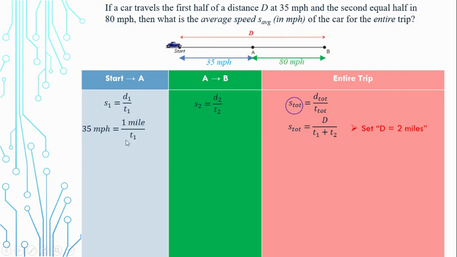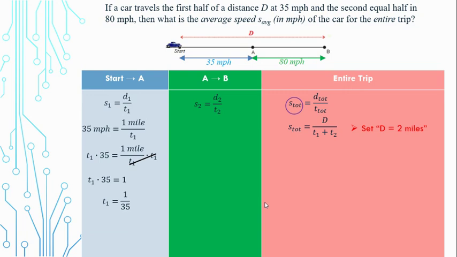So you notice here in this expression, unlike the proper approach in the previous slide, you just call D 1 mile. So the only unknown variable here is T1. To get T1 by itself, again, multiply both sides by T1 in order to bring it up to the numerator. And then you have T1 times 35 is equal to 1. Well, divide both sides by 35, so therefore T1 is equal to 1 over 35.